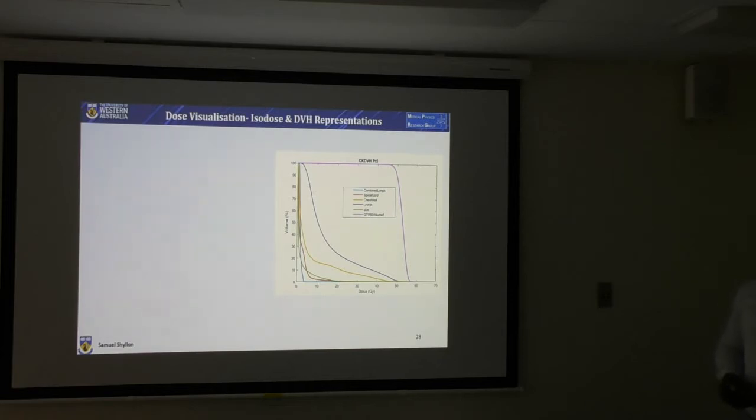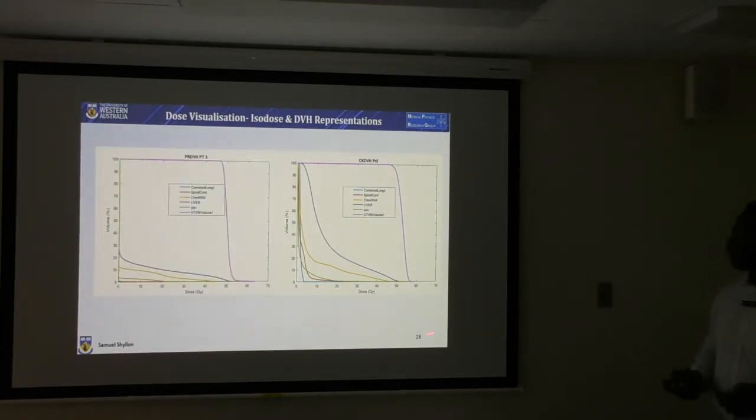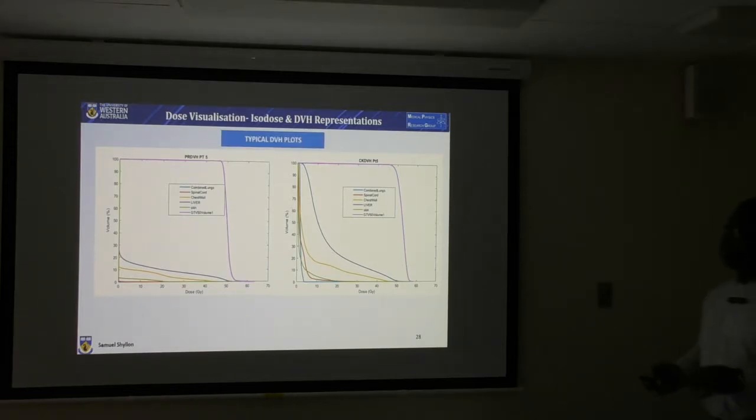Starting with the dose volume histogram, this is the result for patient 5. On the right, we have the CyberKnife, and on the left, we have the proton plans. On the x-axis, we have the dose, and on the y-axis, we have the volume. And this result is typical of what was generated for the 10 patients, with the exception of one, which I will mention shortly.